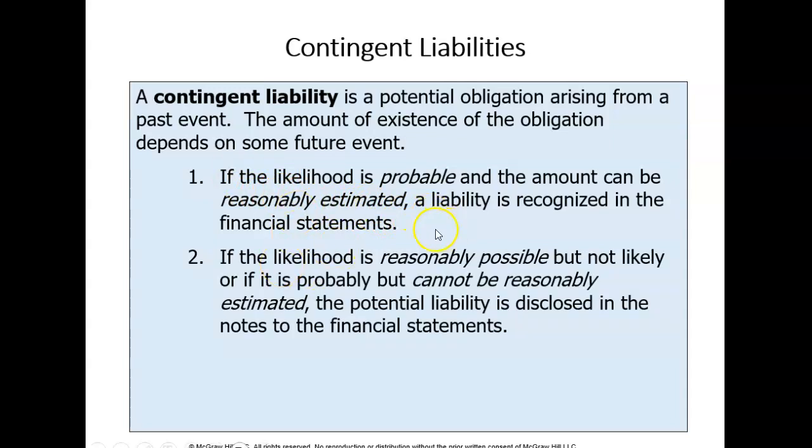Now, if it is reasonably possible, but not likely, that we can lose, but we cannot reasonably estimate the potential liability, so we're saying, well, it's reasonably possible that we could lose this lawsuit, but it's not likely that's going to take place. But we're also not sure of the actual amount of the liability. Then we're going to disclose this information in our annual report.